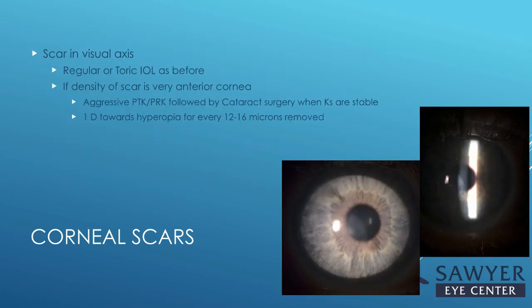Now, for scars that are in the visual axis, obviously if they're just super dense and you couldn't do the cataract surgery with that much corneal clouding, or you felt like it was going to be very poor vision with cataract surgery, then you just do a transplant first. But when the corneal scar does not justify a PK, these are some things to consider. Most of the time, you would just do a regular intraocular lens or a toric lens as before.